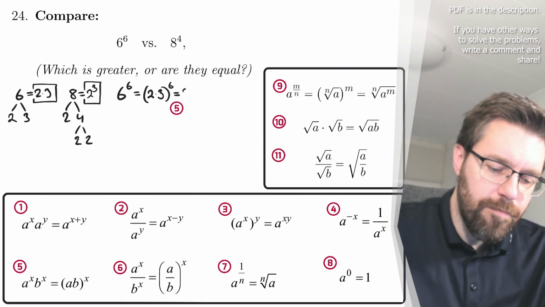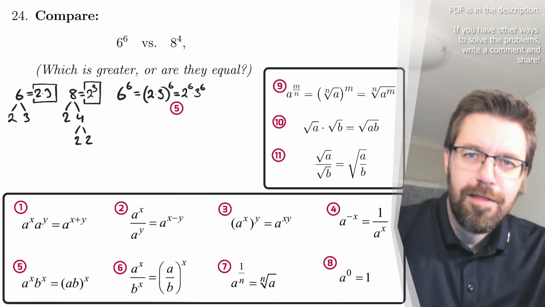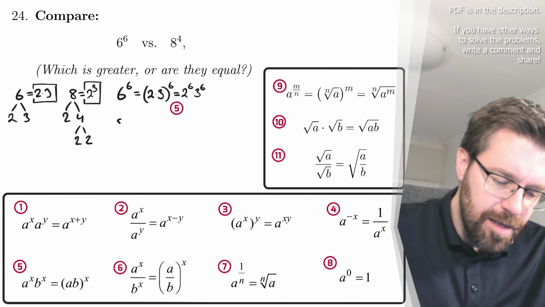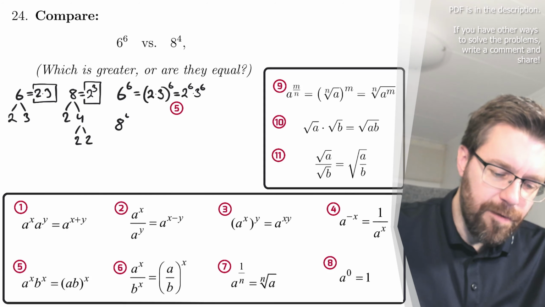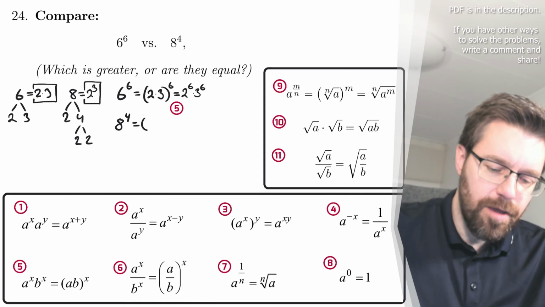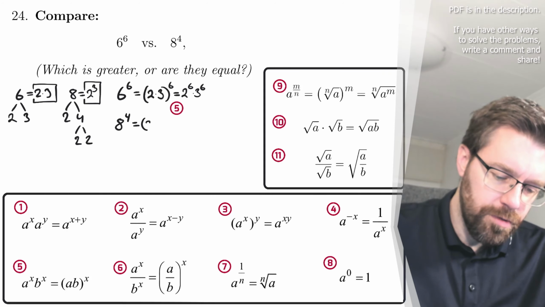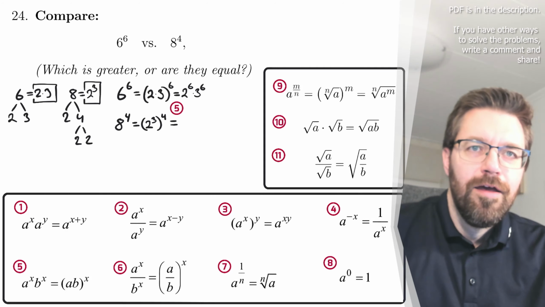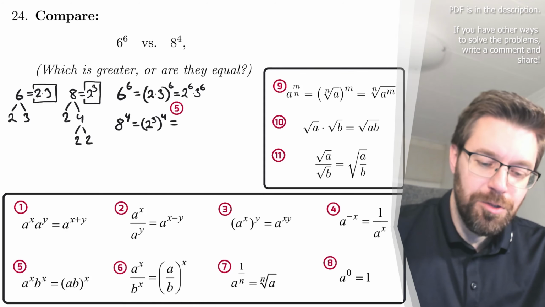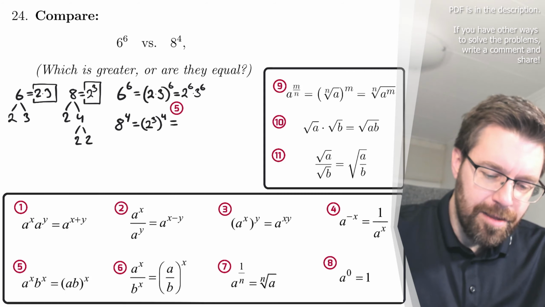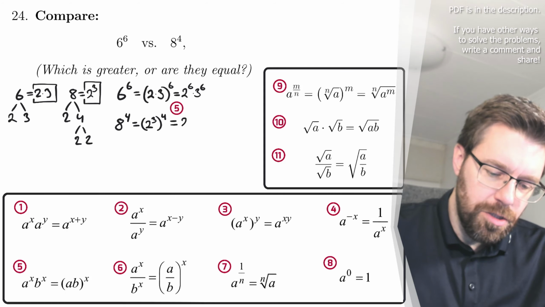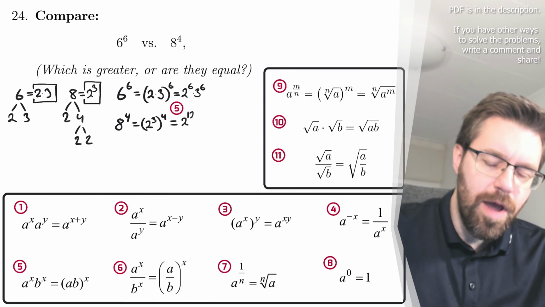So we have 2 raised by 6 times 3 raised by 6. Okay, we pause there and take the other power. 8 raised by 4 equals, and we change 8 to 2 raised by 3, and then raised to 4. And then we use rule number 5 again and say that it equals 2 raised by 12.